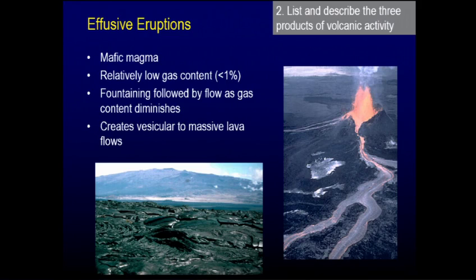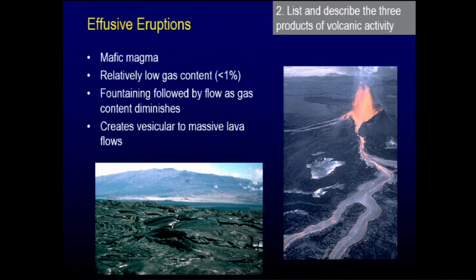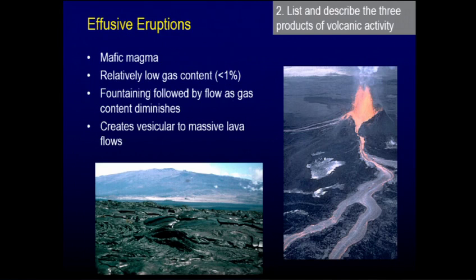Now, there are two main types of eruptions, effusive and explosive. I don't like that word effusive. Just think quiet eruptions versus explosive eruptions. Technically, though, it's effusive. These are two end members, effusive and explosive.